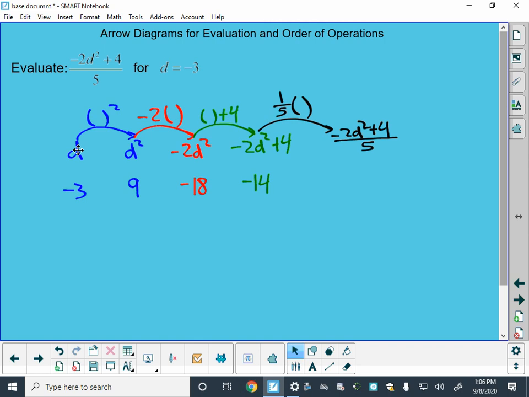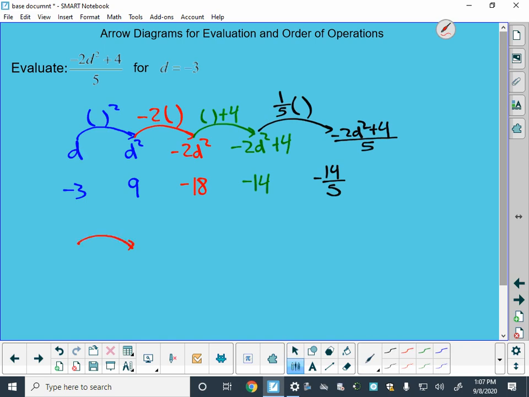And -14 is the output of the green. It's the input of the black arrow. So 1/5 times that is -14/5, and that's the value of that expression when d is equal to -3. This does definitely follow the order of operations, and it's something that if we played around with the order of these arrows, we would find that it really messes things up.